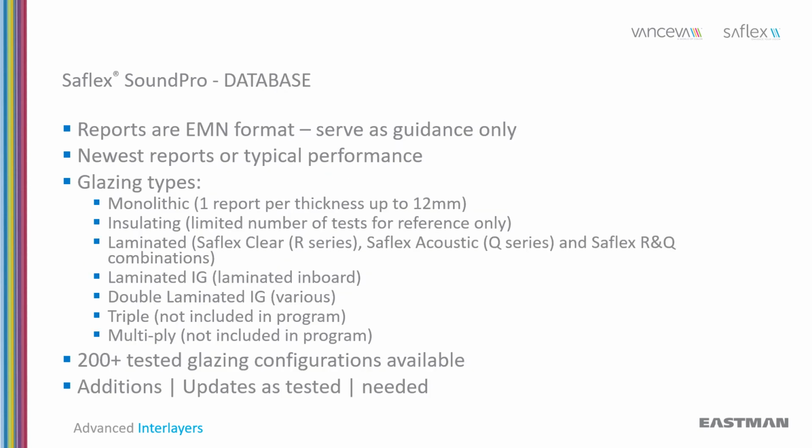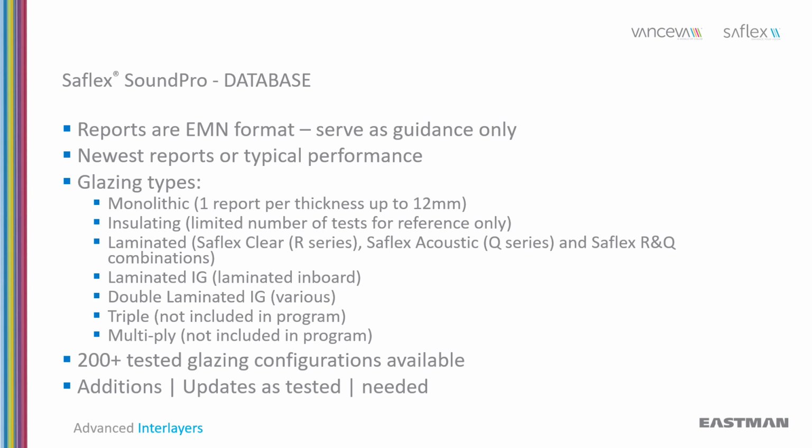What does the database provide? Reports of the data are in an Eastman format. This is because the data is to serve as guidance only. This is not certificate information. This is to give you an idea of how a configuration will perform under the tested guidelines. We provide the newest reports for a configuration or typical performance if we have multiple reports for a configuration.